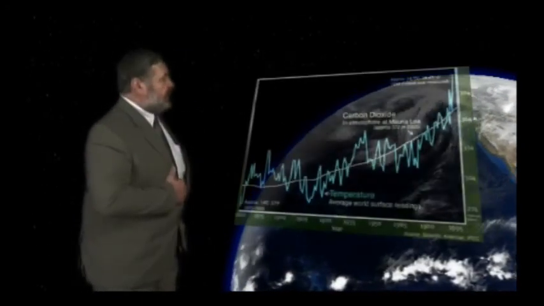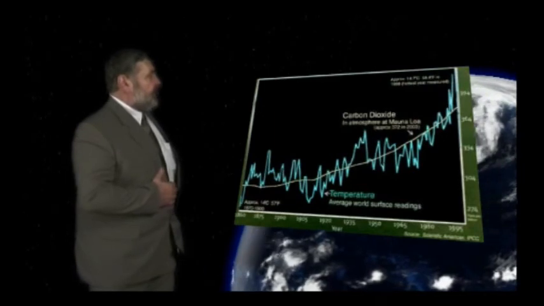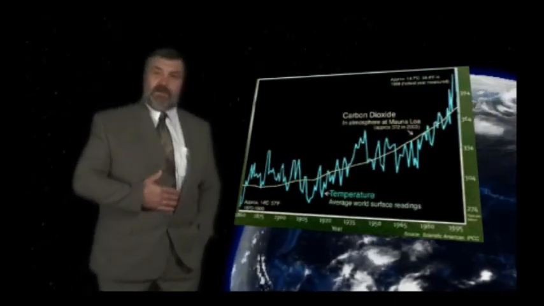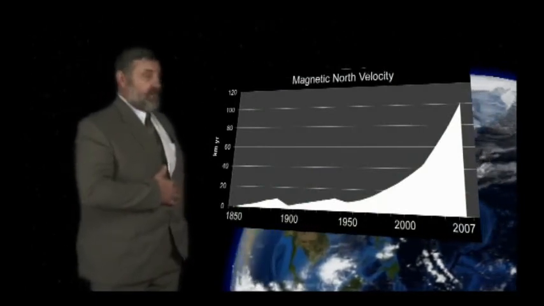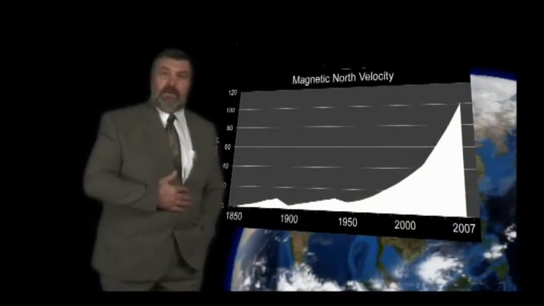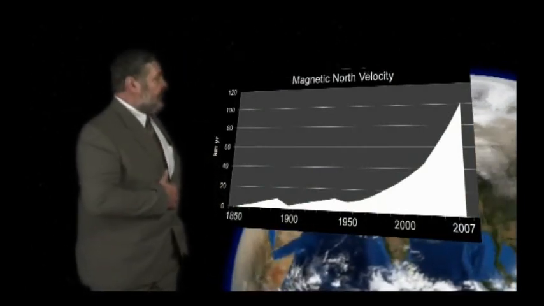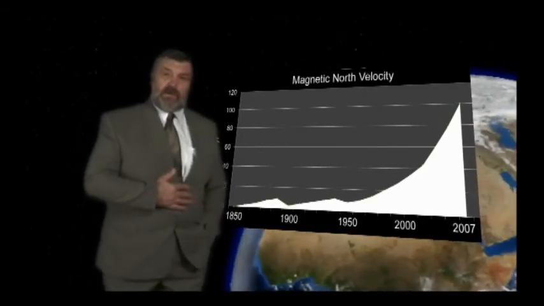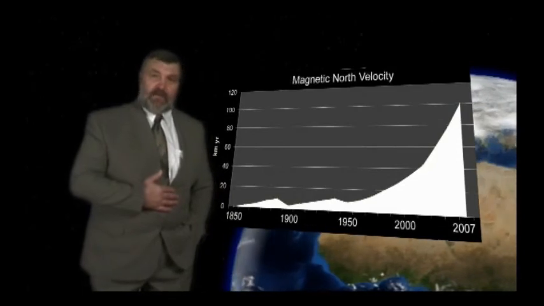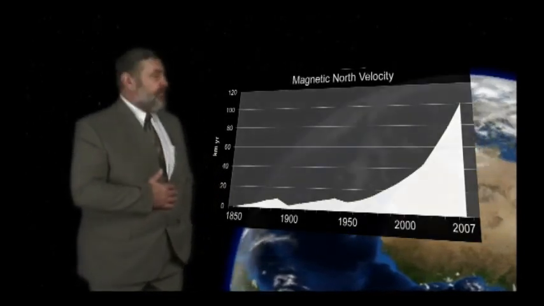These charts show the increase in CO2 and temperature levels over the past 150 years. I would like to add a further chart showing the velocity of Earth's magnetic north pole spanning that same period. This third chart shows an undeniable physical process that correlates exactly with recent temperature increases.